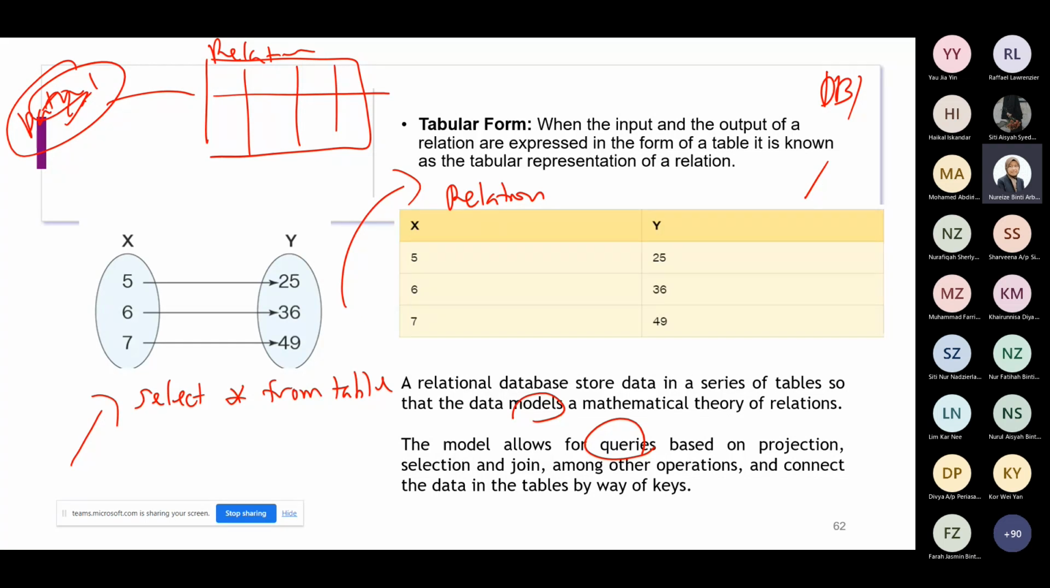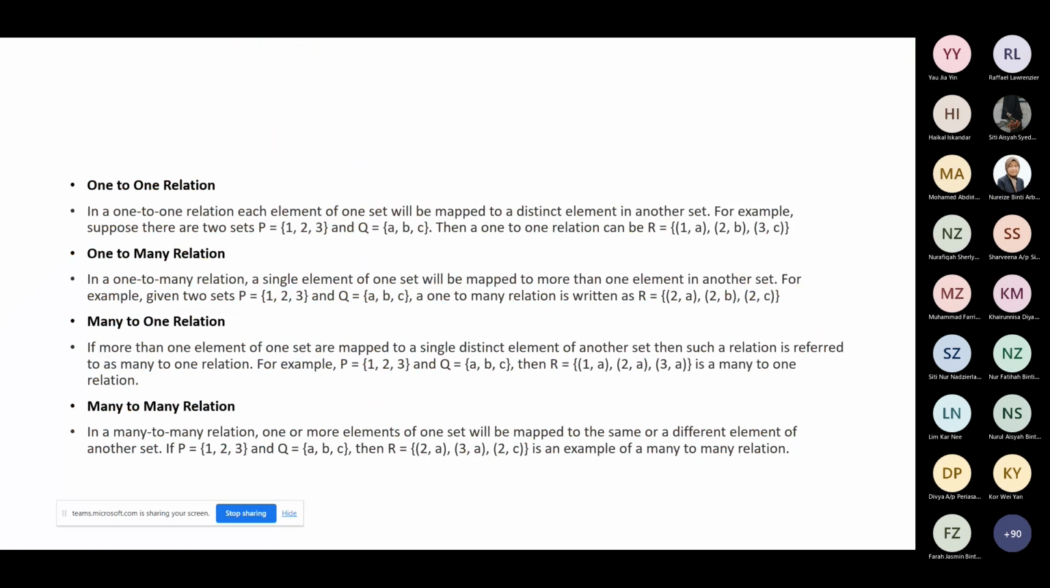This is not simple. So you must go back to the mathematical relation. So they apply back the projection, the selection, the join, and other operations, and connect the data in the tables by way of keys. So that's why keys are an important thing in defining the table and also the database. This is how mathematics is related with the database.